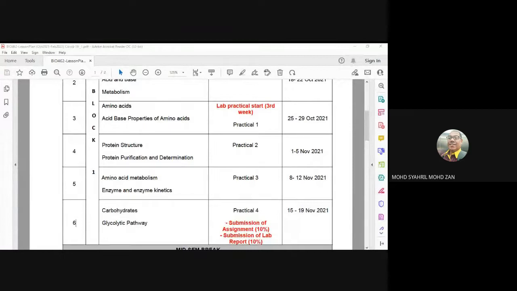Is there any question about the lesson plan? No, sir. No, sir. Right, tak ada. Okay, so we continue our first lab session today, lab practical. So tak ada, kita sambung pada lab practical yang pertama. Okay. So lab practical pertama.